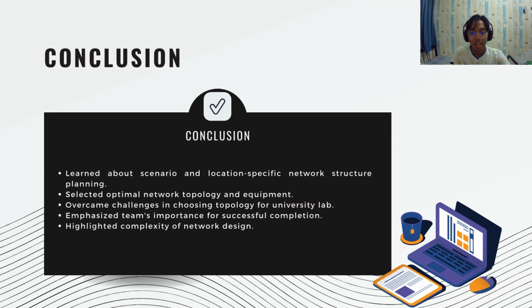Okay, now we at the end of the presentation. For the conclusion part. Okay, in conclusion, the team learned about the network structure, planning for various scenario and location, selecting the best network topology and equipment, and overcoming the challenge in choosing the topology for a utility lab. Okay, they also learned importance of functioning team for successful completion, which was achieved through online discussion and occasionally meeting at Petare.